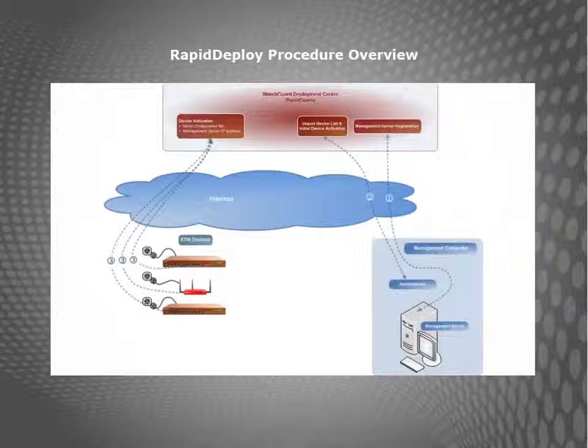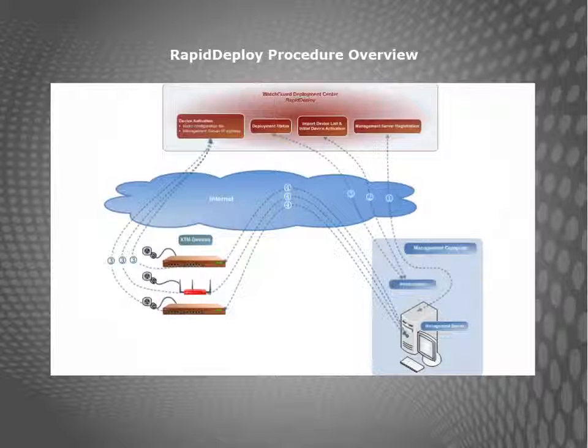When you connect the device or devices that were included in the list you imported to the Deployment Center to power and the Internet, each device contacts the Deployment Center to download a basic configuration file that identifies the management server. Each device then contacts the management server, which contacts the Deployment Center to verify that the device has been activated and assigned to the management server. As an administrator, you can then go to the Deployment Center to view the deployment status of each device to determine which have successfully retrieved the basic configuration file.